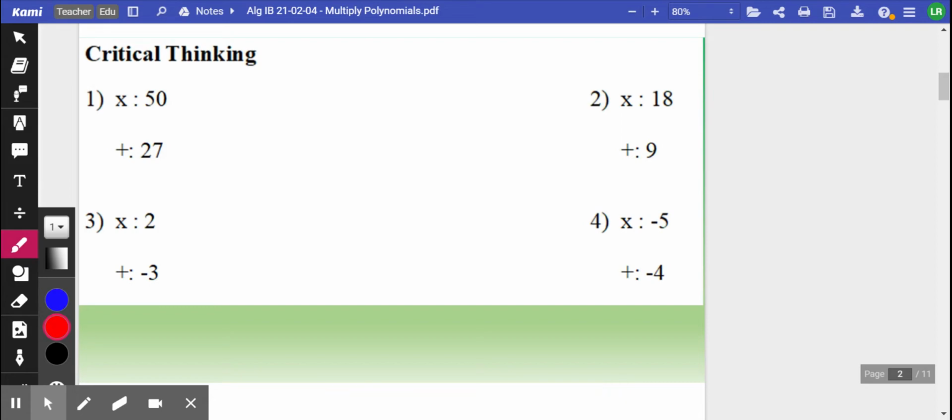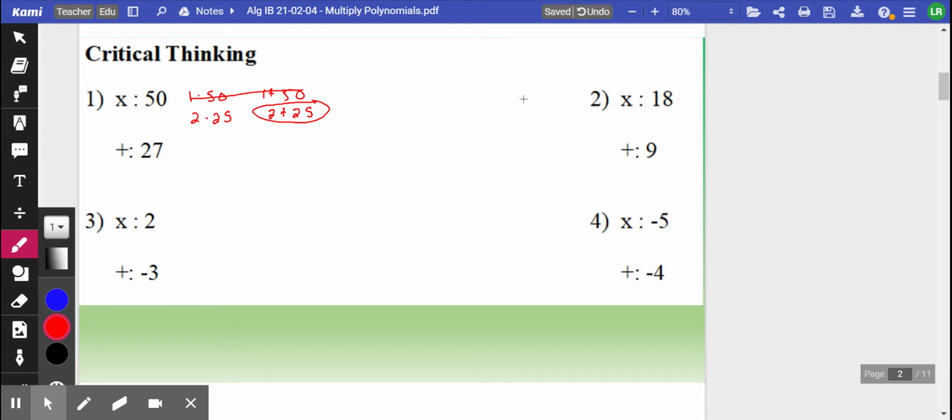All right, multiplies to be 50, adds to be 27. Okay, if I go through the process, 1 times 50 is 50. 1 plus 50 is 51. That's not it. 2. 50 divided by 2 is 25, so 2 times 25 is 50. And 2 plus 25 is 27, so those are my 2 numbers.